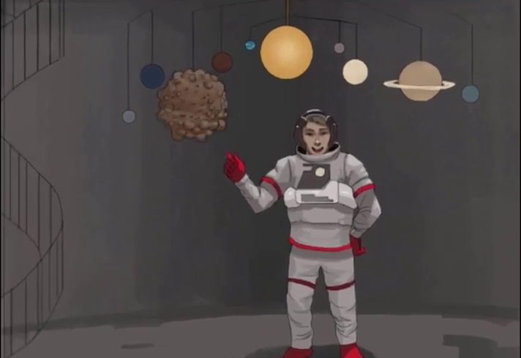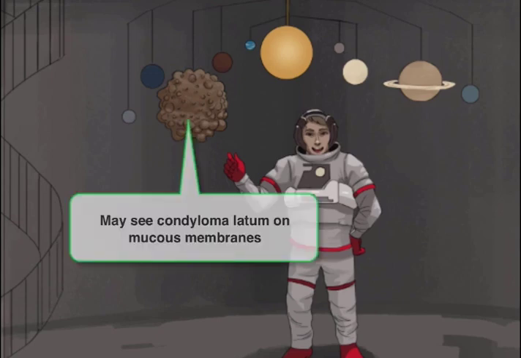Now, our astronaut's pointing to a rather unusual looking planet that has a bumpy exterior. This is to represent condyloma lata. It has a lata bumps. But don't get confused with condyloma acuminata, which happens with HPV and is more wart-like, whereas condyloma lata tends to be more flat-topped. So just remember this planet with a lot of bumps, and you'll think of condyloma lata.